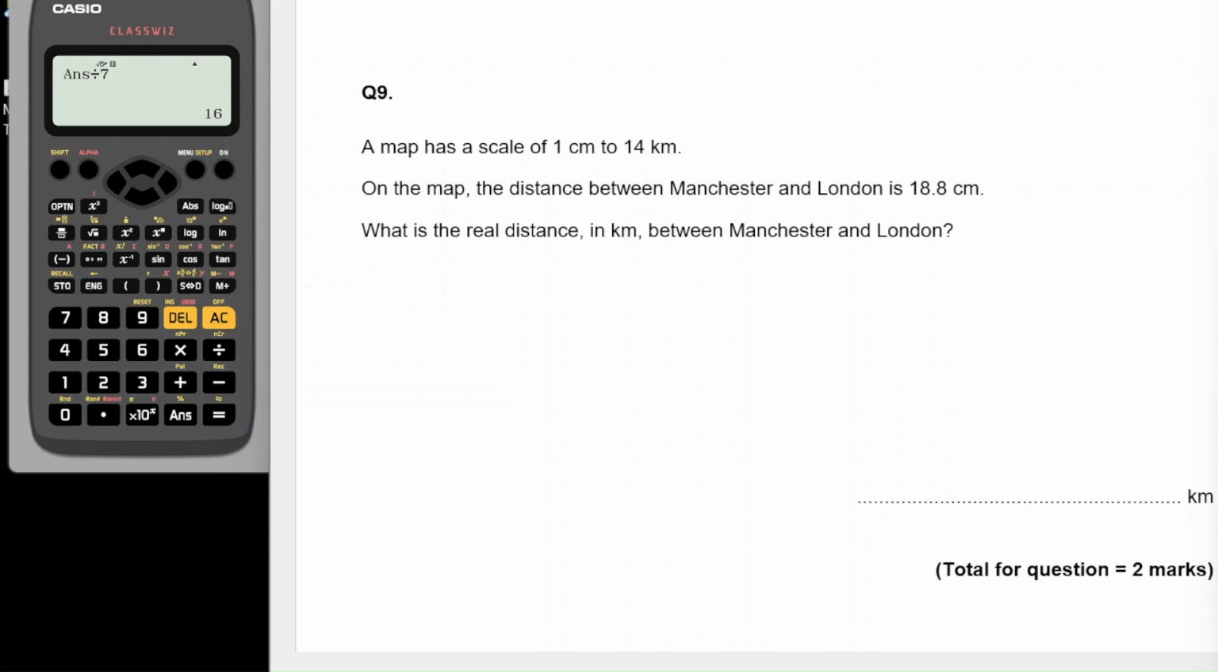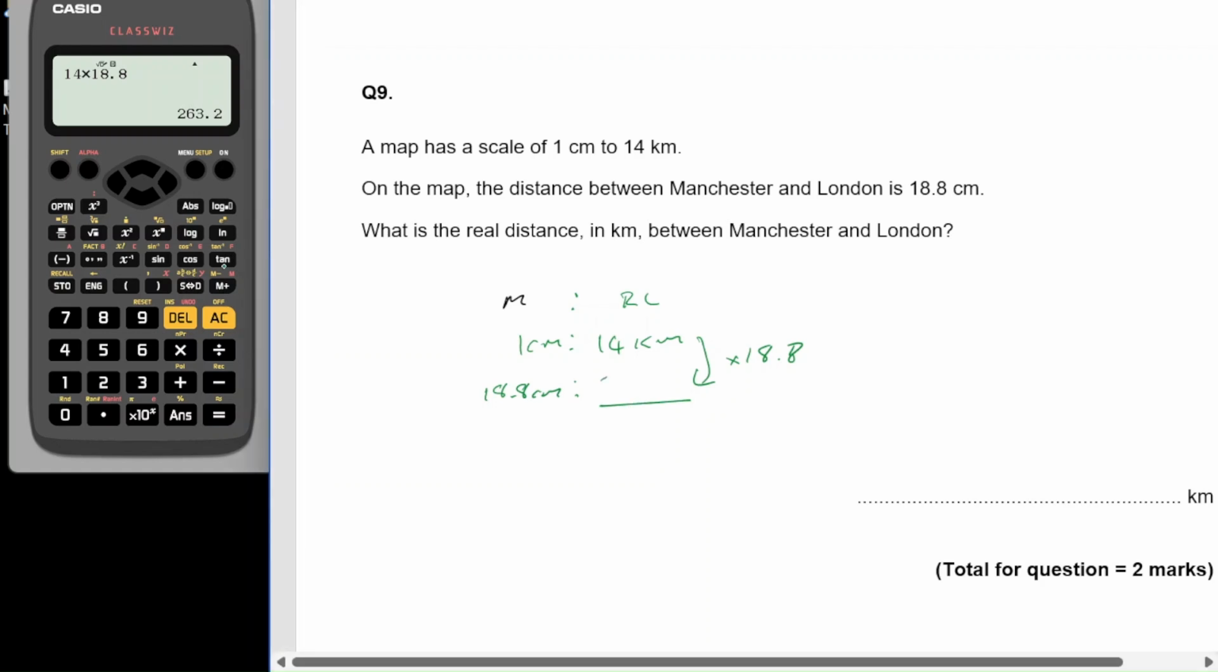So we've got map to real life, a ratio of 1 to 14. And then in real life, I'll keep my units in. We've got 18.8 centimetres on the map, so we times by 18.8. So 14 times 18.8 gives us 263.2. So 263.2 kilometres.